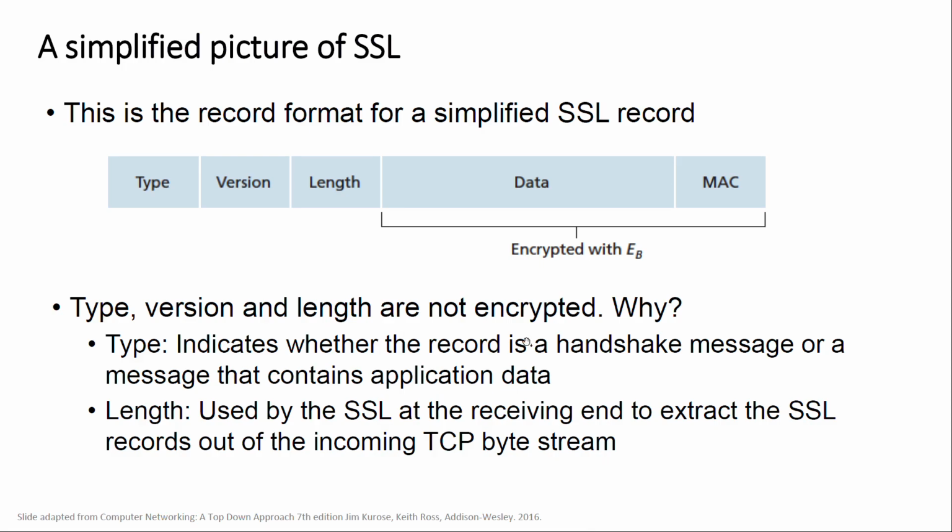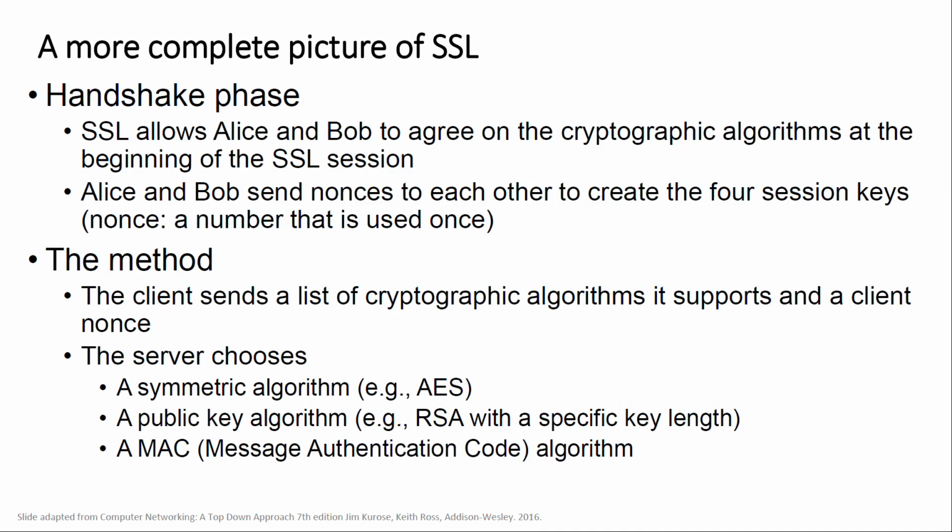Type, version, and length are not encrypted. Why? Because type indicates whether the record is a handshake message or a message that contains application data. If you encrypt this, and it is a handshake, since the other person won't have a decryption key, they wouldn't be able to communicate. Length is used by the SSL at the receiving end to extract the SSL records out of the incoming TCP byte stream.